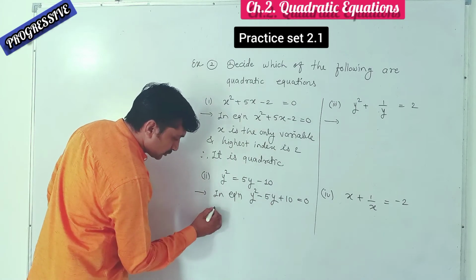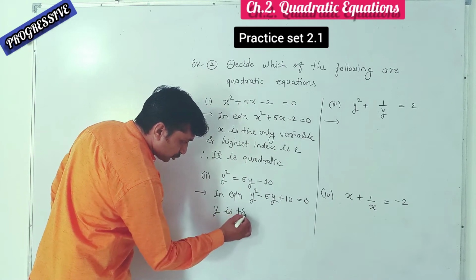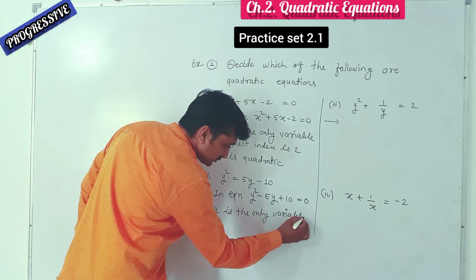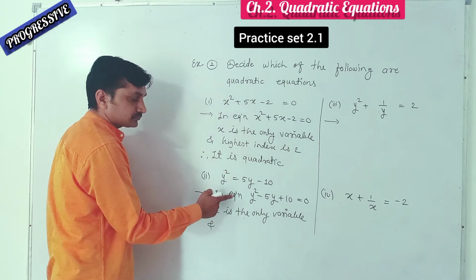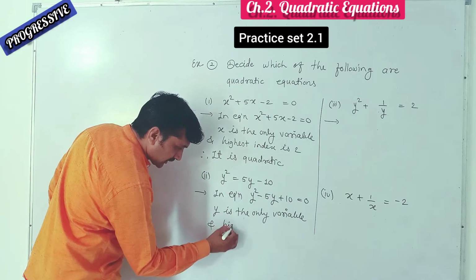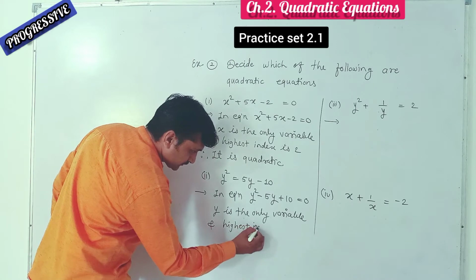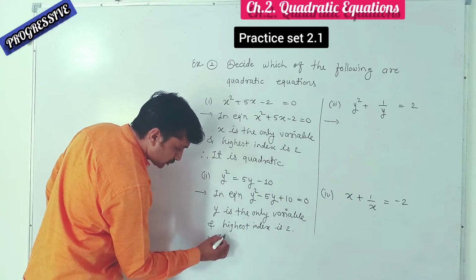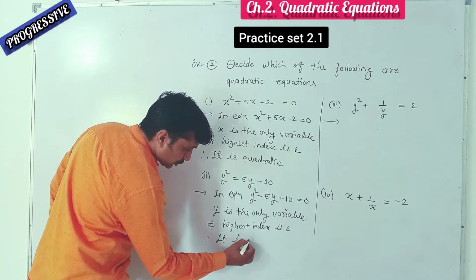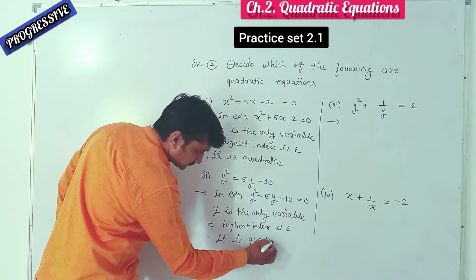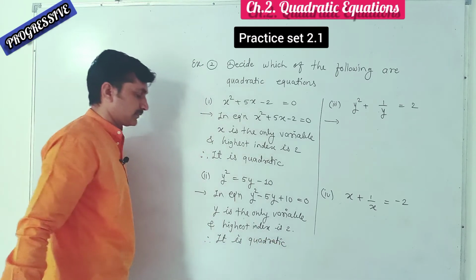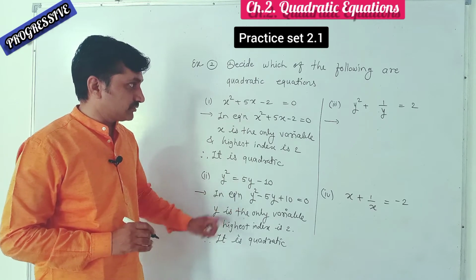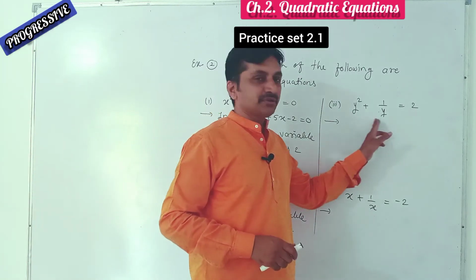What is the variable? y is the only variable. And what is the highest index? Highest index is 2. Therefore, is it quadratic or not? Then yes, it is quadratic. That is the answer. Yes or no, decide, but with reason.